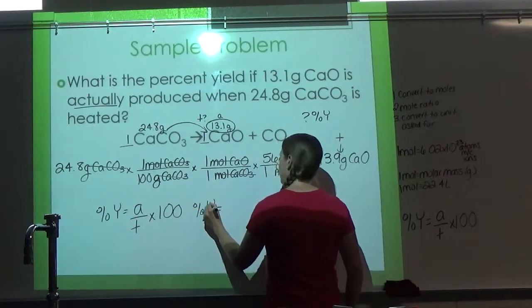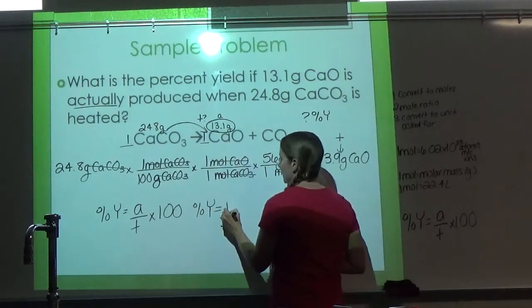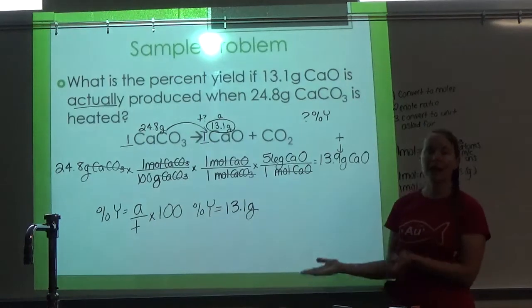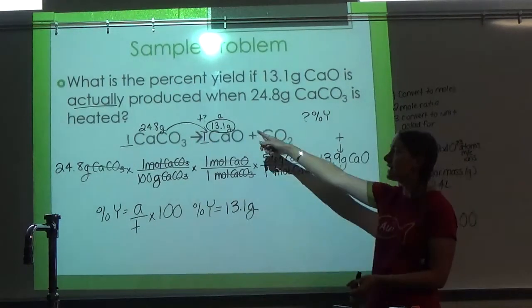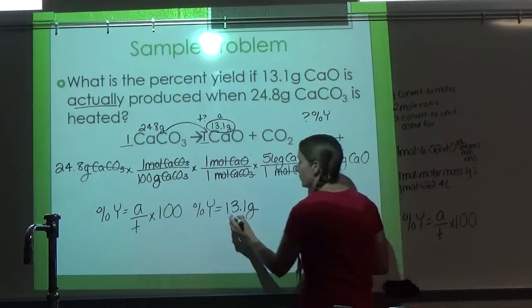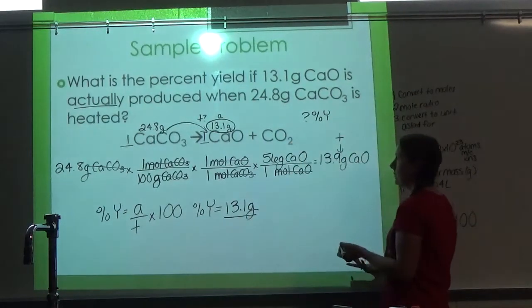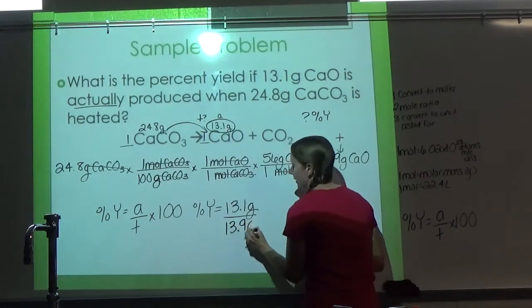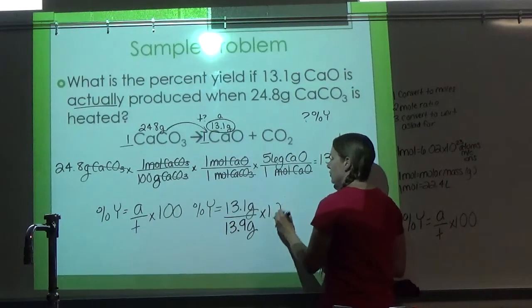Well, our actual was given to us. It's 13.1 grams. Unless I'm going to have you stop and do a lab in the middle of a test or quiz to get the actual, I'm going to have to tell you what the actual is. Alright, so the actual is 13.1 grams. That's what was created in the lab. But we should have gotten our theoretical, which is 13.9 grams, and then times 100.